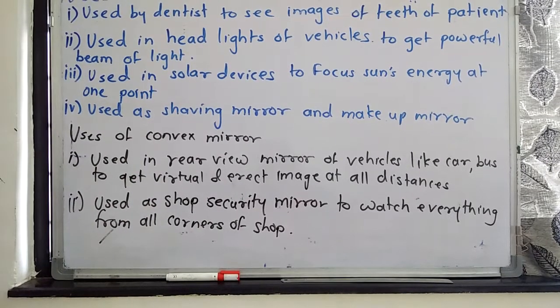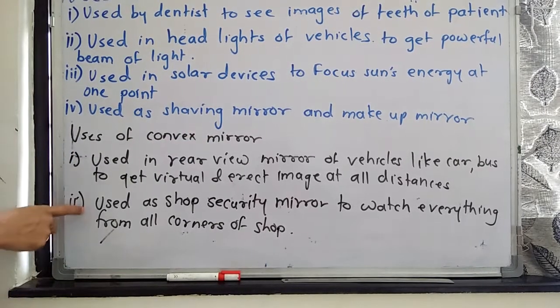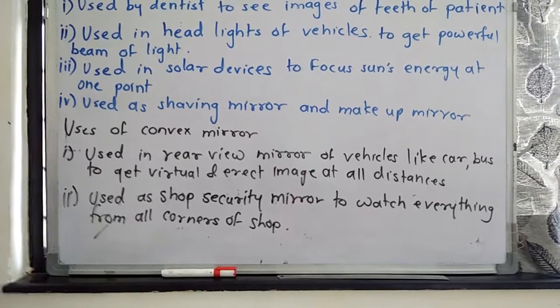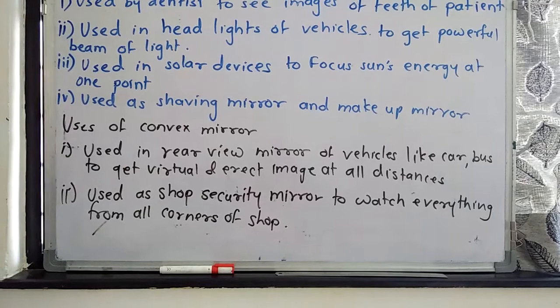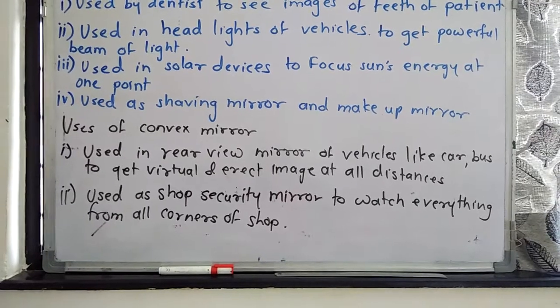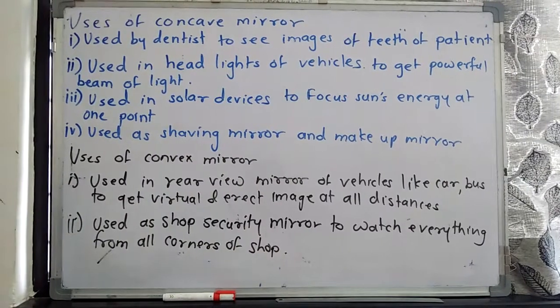So all vehicles have a rear view mirror which is a convex mirror, and it is also used as a shop security mirror. Today we use CCTVs, but in earlier days shop security mirrors were used. So these mirrors are kept at various places in the shop to watch everything from all corners of the shop. So these are the uses of concave mirror and convex mirror.